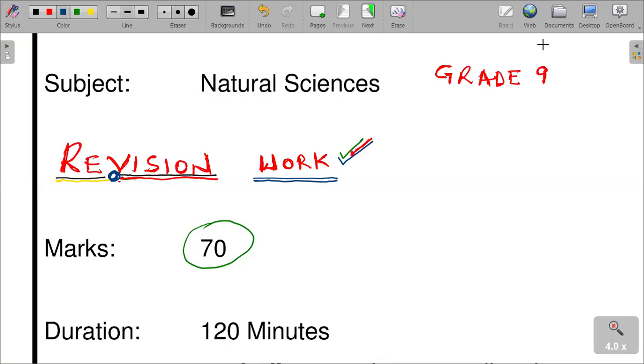So I'm bringing to you today some quick revision work that I'm sure is going to help you in your readiness for end of year. Just follow and see. It is 70 marks, 120 minutes. And basically, most of that, as you can see from the board there, is grade 9. So without wasting any time, I'm just going to go to the questions and answer the questions that follow.